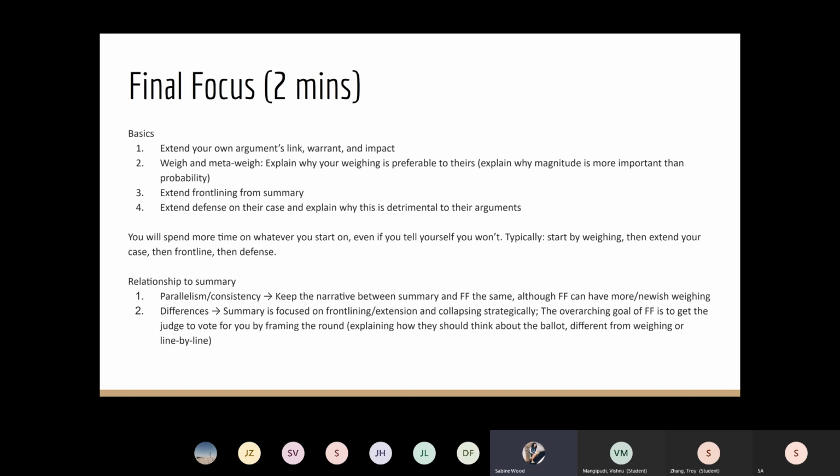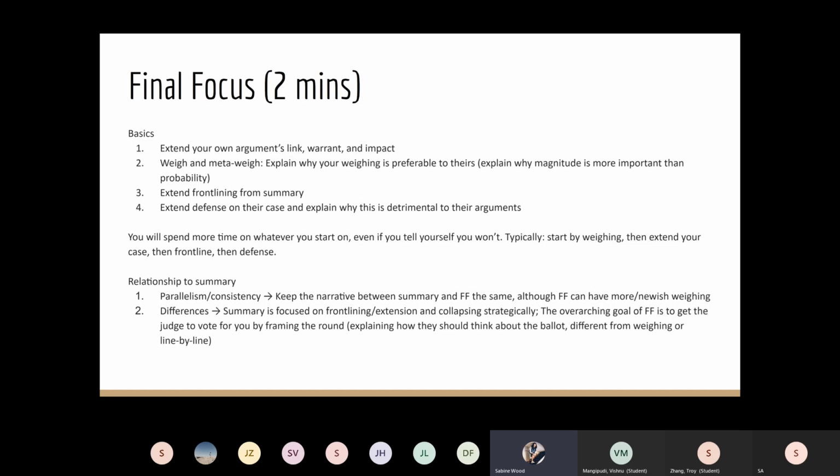And then the last thing that you want to do is extend anything on their case that will prevent them from winning the round, and you need to really pick the smallest number of weight or smallest amount of defense to extend usually, but you still need to explain why whatever defense you're extending is so detrimental to their arguments.